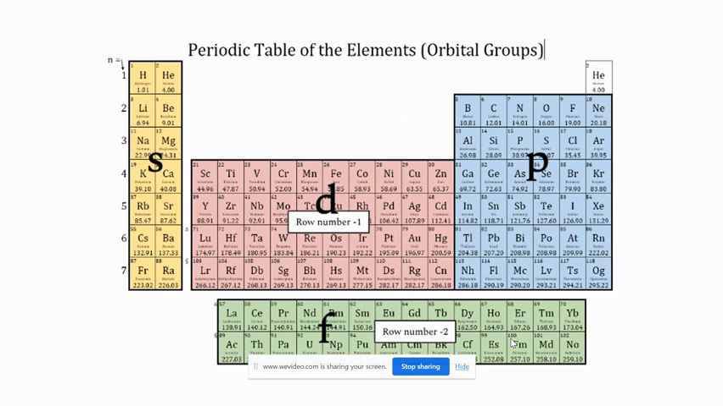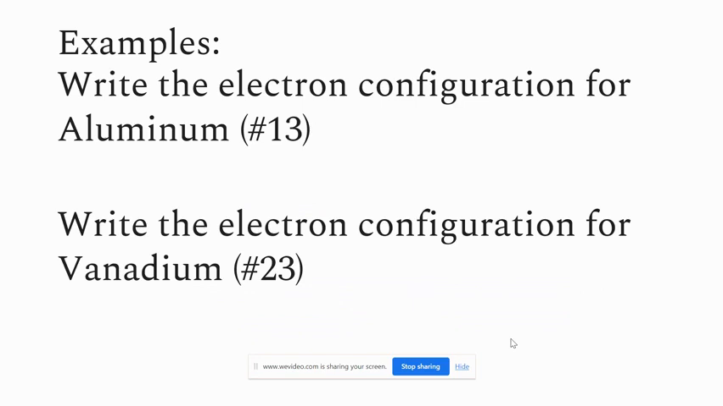We know our different rules for S, P, D, and F. And then we're going to write the electron configuration for aluminum. Okay, so I'm going to show you how to do that. So first of all, you're going to find aluminum on your periodic table. So aluminum is number 13. It is on your periodic table.